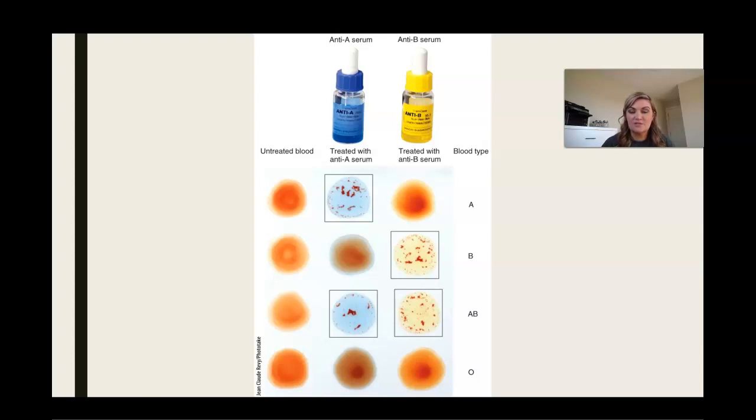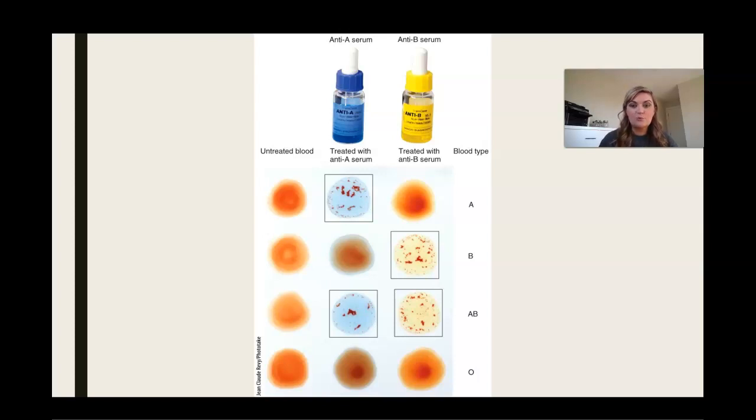And so here that you see at the top, these are going to be antiserums. Untreated blood is going to be what's on the left-hand side. And so if you were to use anti-A and anti-B with the first blood type, you see that it's going to be type A. Now with this type A, we know that it's type A because it clumped or it coagulated with it. So that tells us it's type A.